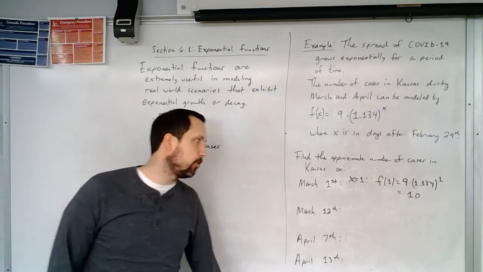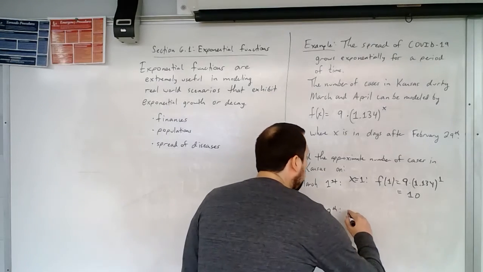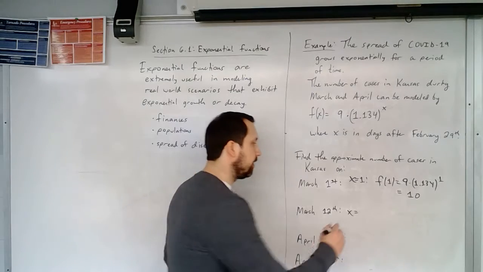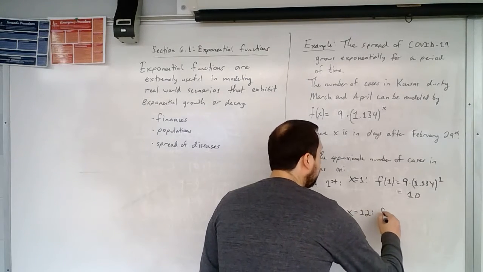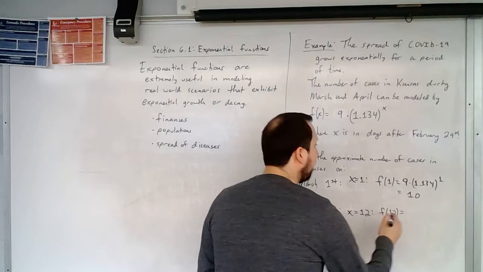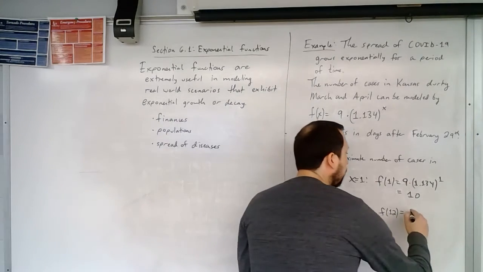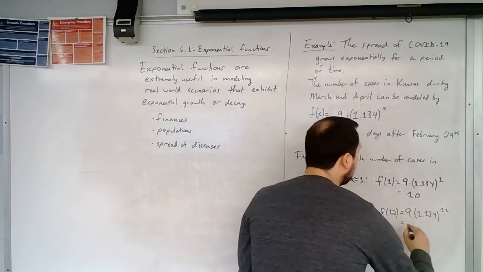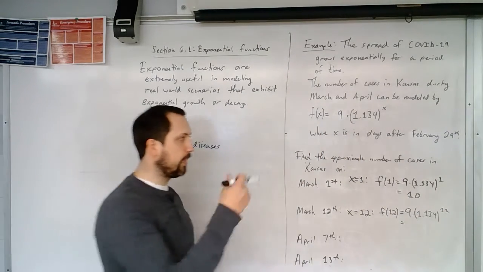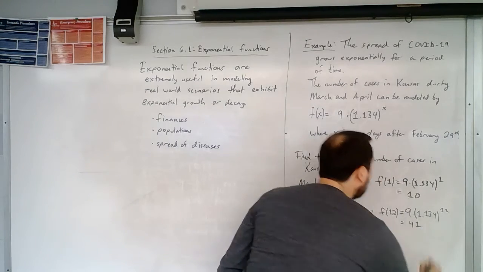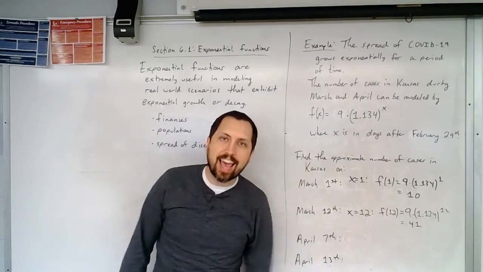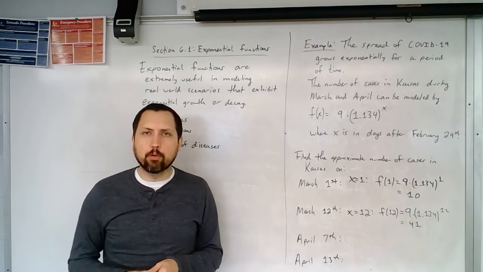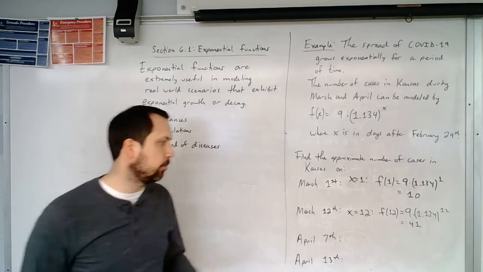Then if we go ahead to March 12th, that would be 12 days after February 29th. So now we find the function value at 12. I plug in 12 for x, so I have 9 times 1.134 raised to the 12th power. Now if we calculate this, we're up to 41. So we went from 10 to 41, and we think, okay, that's not too bad, right? This seems still reasonable. I mean, 40 people getting sick is not too crazy.